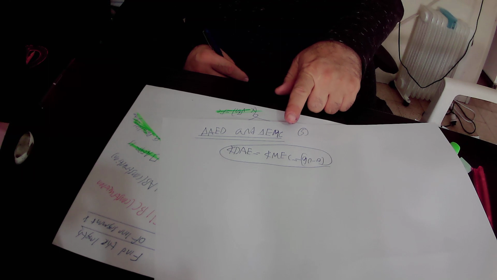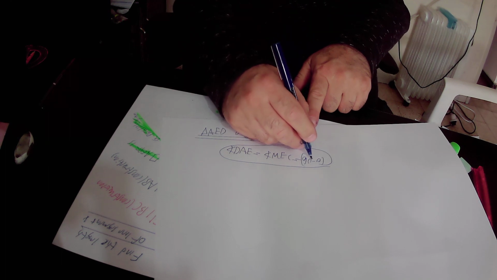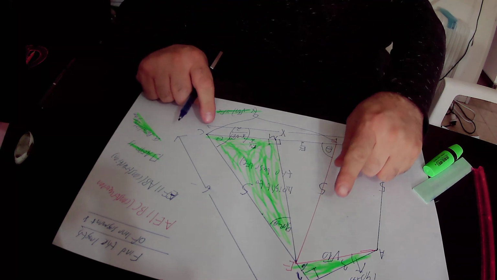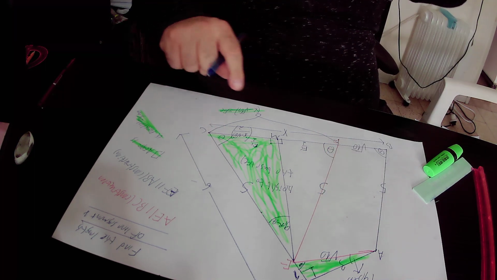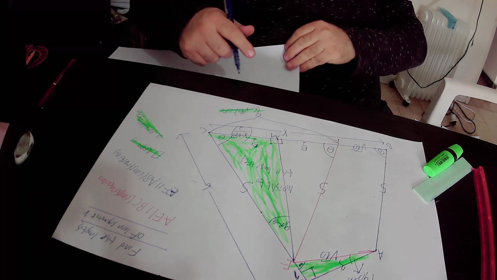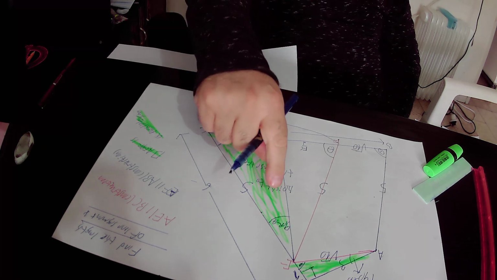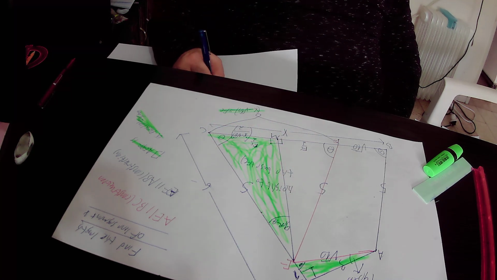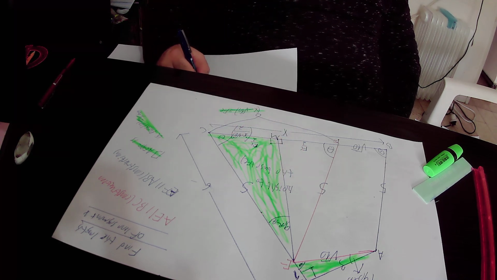Angle DAE equals angle MEC, both angles are equal to 90 degrees minus theta. In addition, we have those two angles that are both equal to theta. Therefore, they are equal to each other. So angle DEA in this small green triangle is equal to this angle that is actually angle MEC. And both angles are equal to 90 degrees minus theta. Therefore, they are equal to each other.